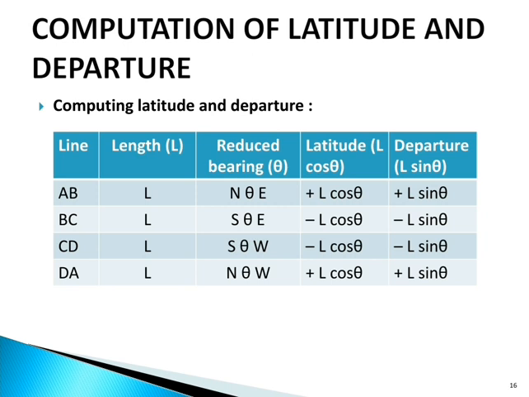Okay, so in the first row you can see lines are mentioned, then length is mentioned, then reduced bearing theta is measured. So latitude will be given by L cos theta and departure will be given by L sin theta. Okay, so according to that all the data are shown here, like reduced bearing will be N theta E, S theta E, S theta W, and N theta W.